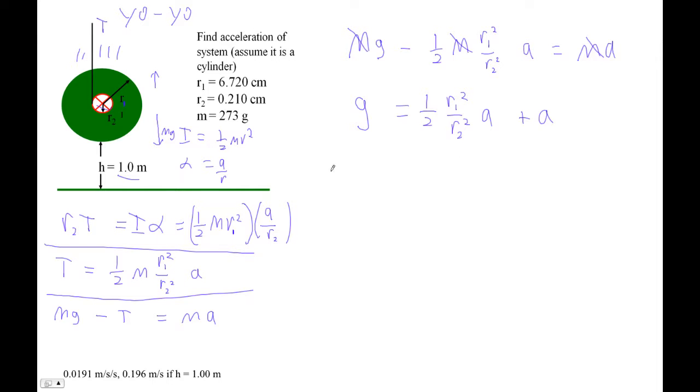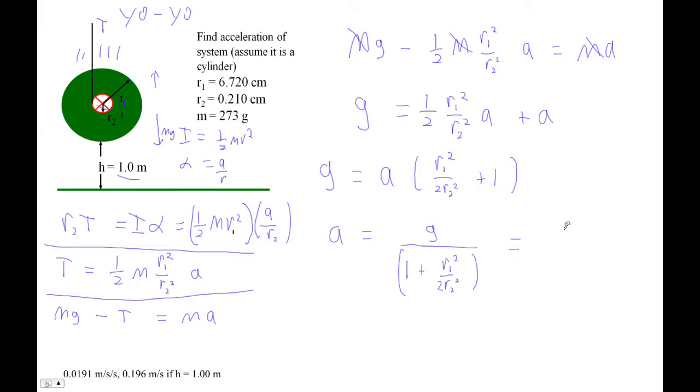And then we can, of course, factor out an a. g is a outside of R1 squared over 2R2 squared plus 1. And a is equal to g divided by that, right? 1 plus R1 squared over R2 squared, 2 of those.